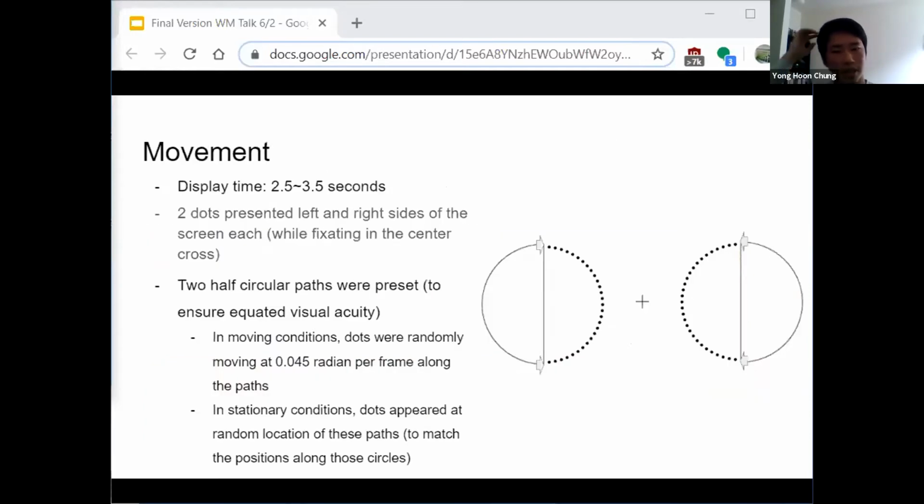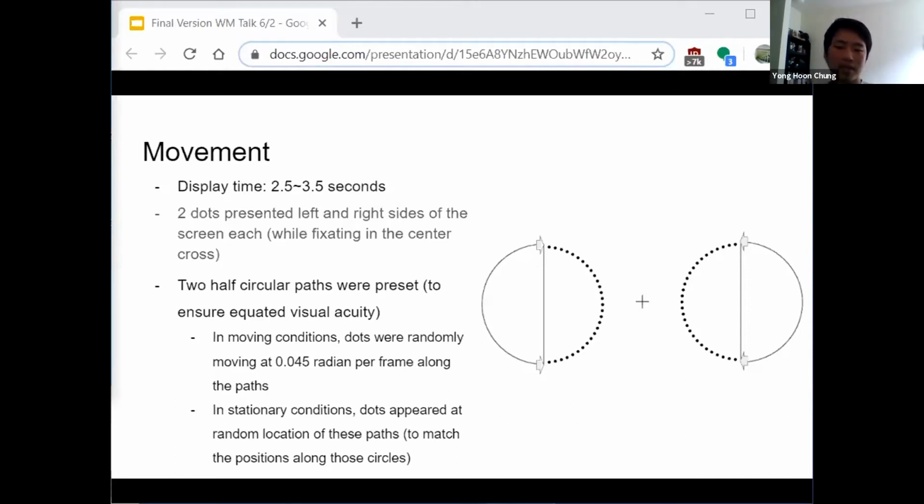So now to the stimuli. For the movement, the display time was randomly jittered from 2.5 to 3.5 seconds. There were two dots presented on the left and right sides of the screen, while participants were fixating on the center cross. And two half-circular invisible paths were preset on the left and right sides to ensure equated visual acuity. In the moving condition, dots were randomly moving around on the path.